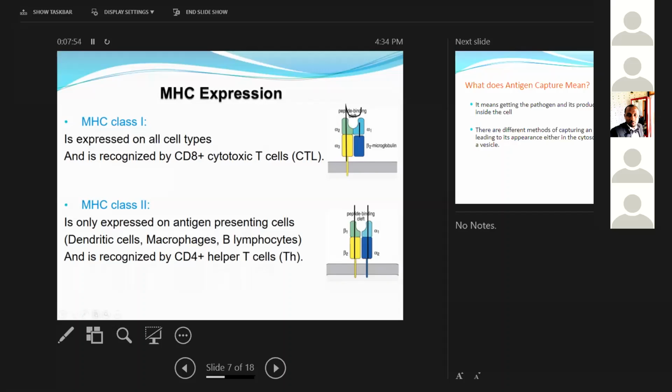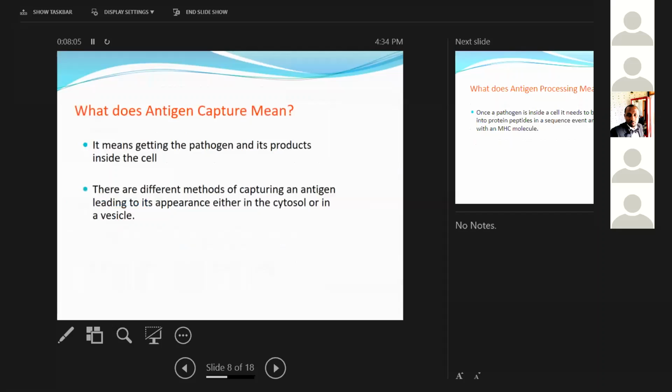So in order to have antigen presentation, we have to go through steps. The first step, we call antigen capture. So Fadi, can you please change the slide? Yes. So what does it mean to capture an antigen? To capture an antigen is actually getting the pathogen inside the cell. There are different ways. We're not going to go into details here, but you can have phagocytosis, endocytosis. So there are different ways to get an antigen inside a cell. And then within the cell, the antigen can be freely in the cytosol, or it can be in vesicles.